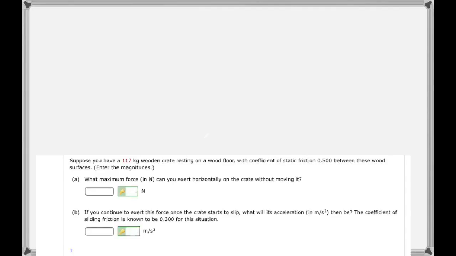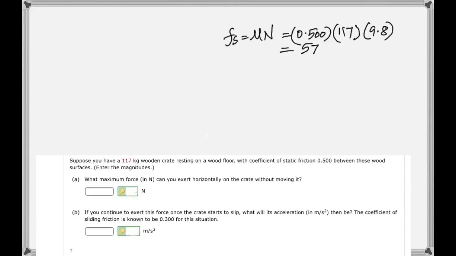Here you have a wooden crate resting on a wooden floor. The coefficient of static friction is given, and the question is, what force can you exert horizontally on the crate without moving it? Of course, if it's not moving, it's static friction. Therefore, it should be equal to the frictional force, static friction, which is the coefficient of static friction times the normal reaction, which in this case is the weight. So you get 573 newtons.